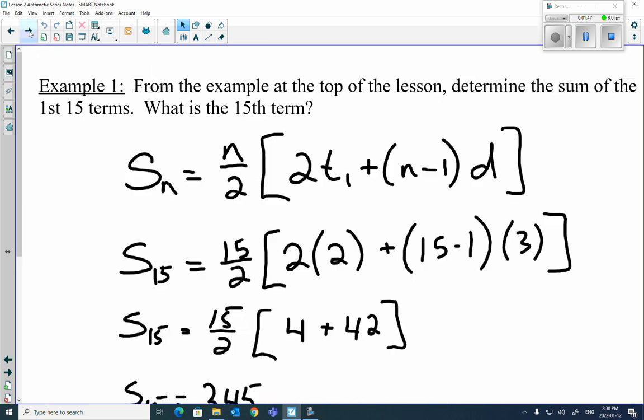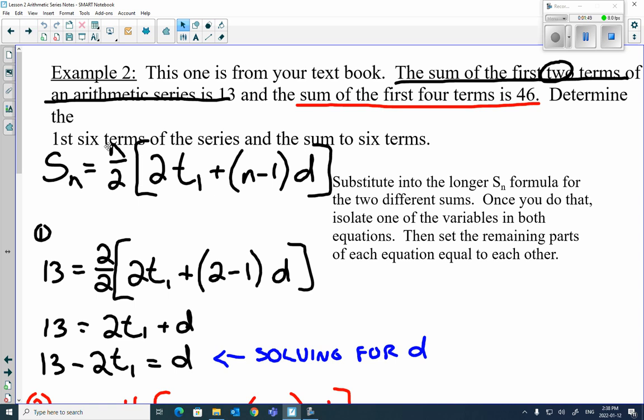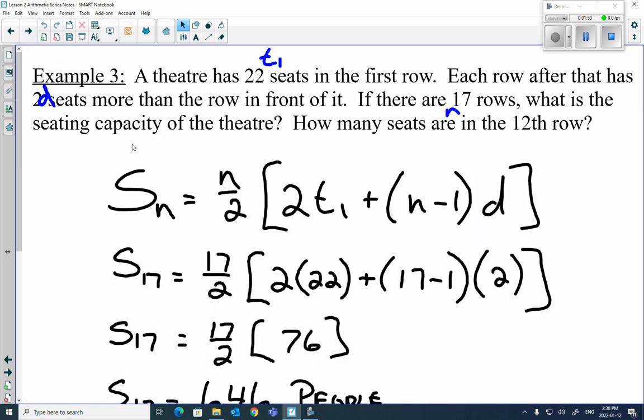Okay, so let's jump to example 3 first, and then we'll come back to 2. Example 3 is a theater. It's got 22 seats in the first row. And then every row after that, we add 2 more seats because it goes up kind of like a pie shape, right? So people can see the front of the theater. So we know a couple things. T1 is 22. d is 2 because it goes 2 more seats every time, so there's a common difference.